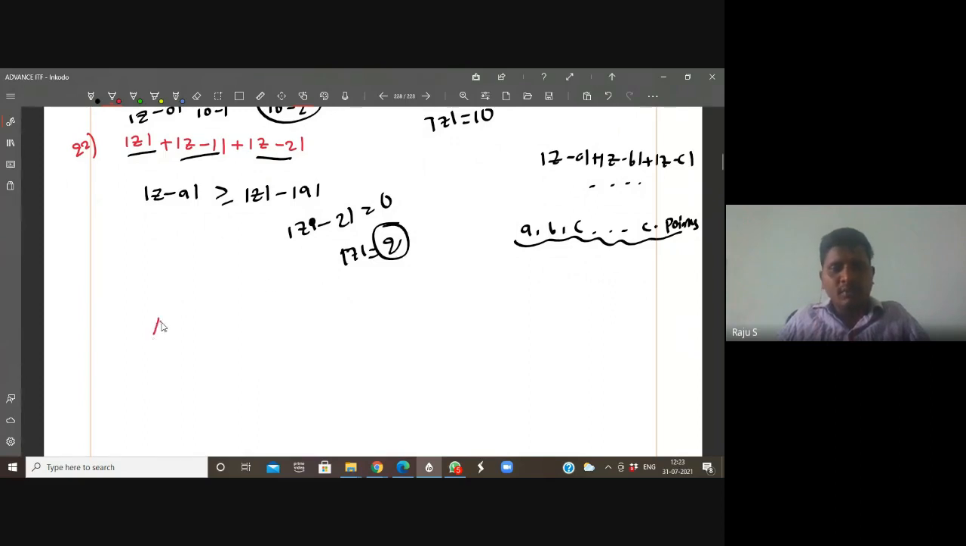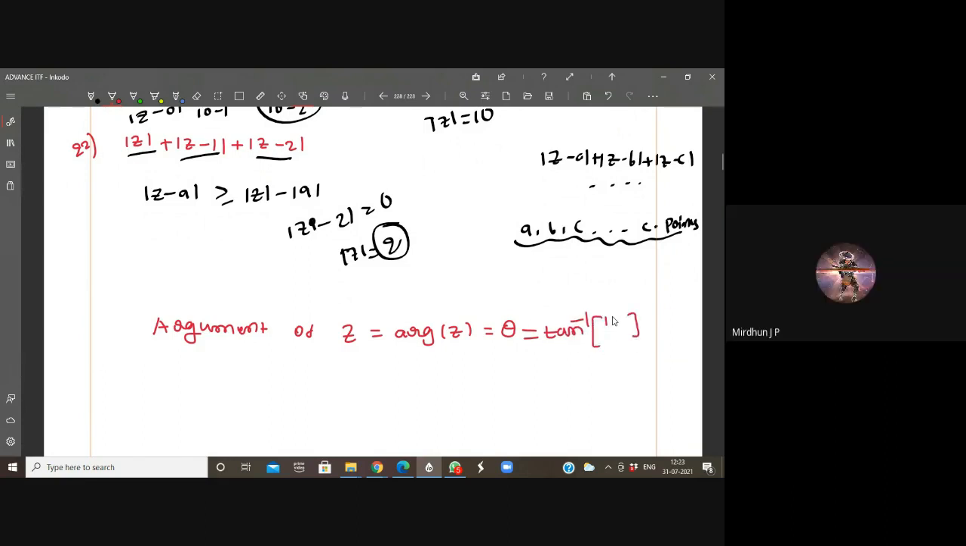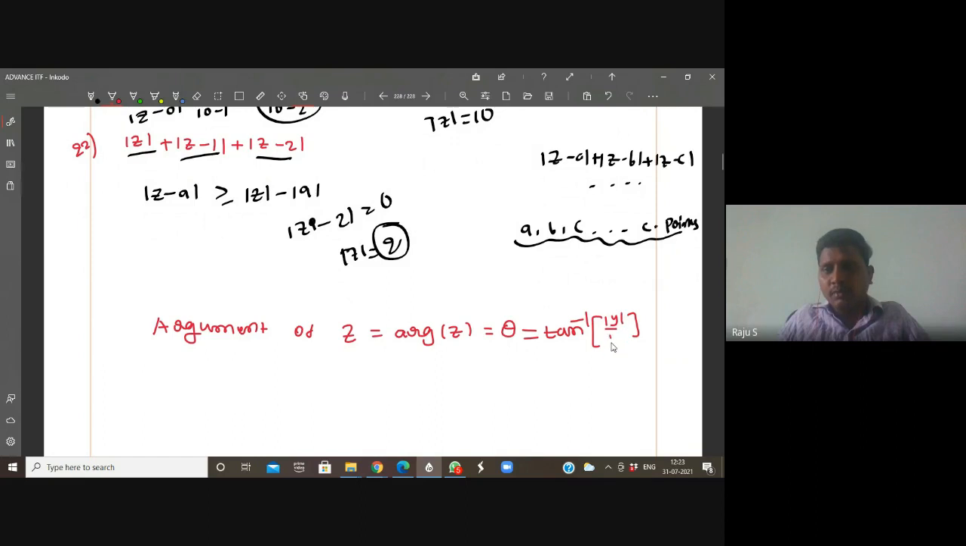See here, before that, argument of z can be written as arg of z. Am I right, students? Arg of z is nothing but the theta value. What is the theta value here? Tan inverse of modulus y by modulus x.